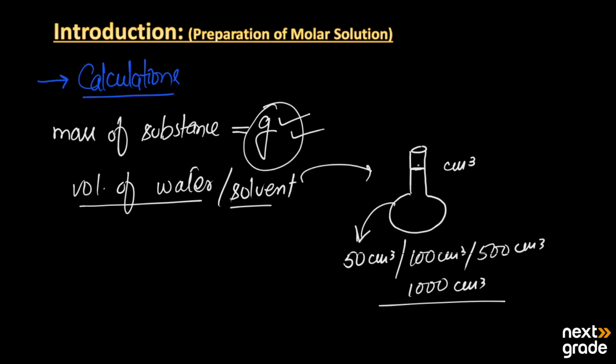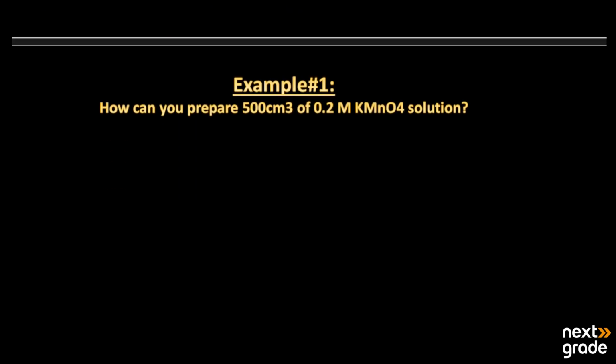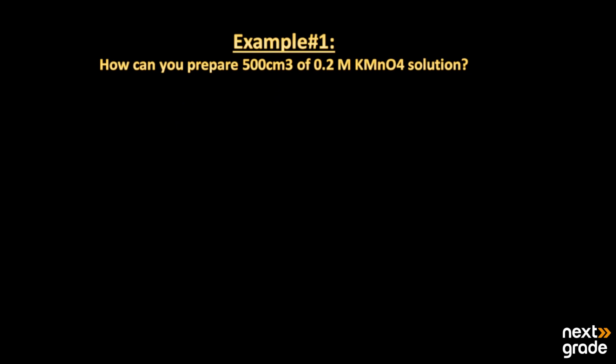So all these measurements have been mentioned. This is the neckline point or the edge point where we have to fill it to prepare the solution of required molarity. So how can we calculate the total mass of the substance in grams to prepare solutions of required molarity? Here we have examples. Example number one: how can you prepare 500 cm³.